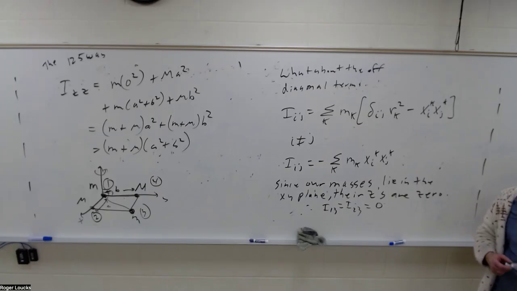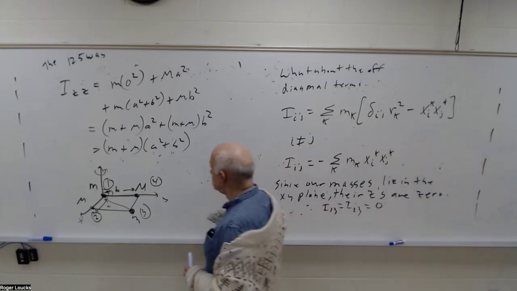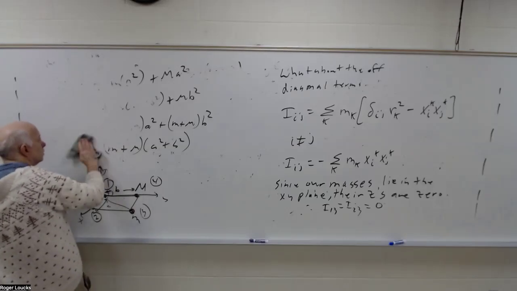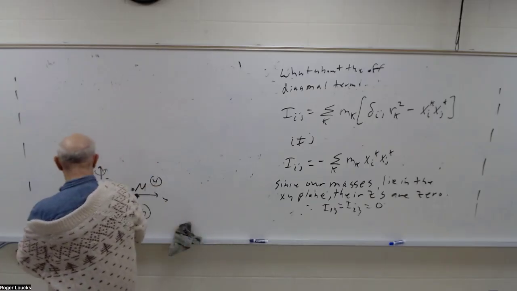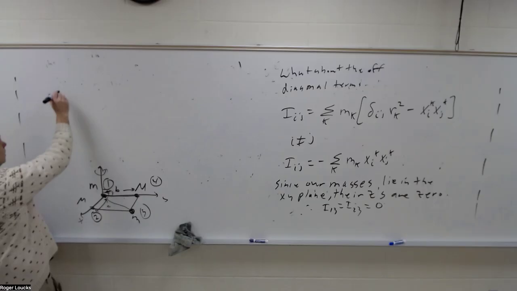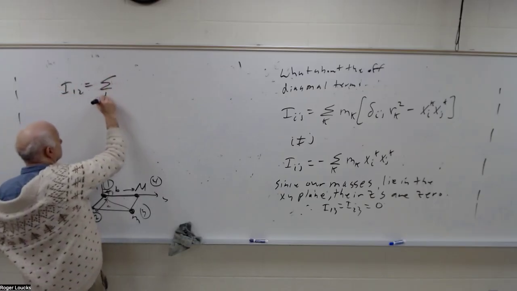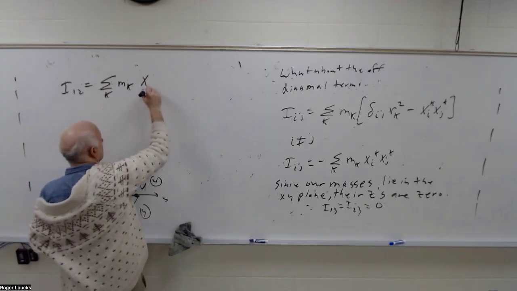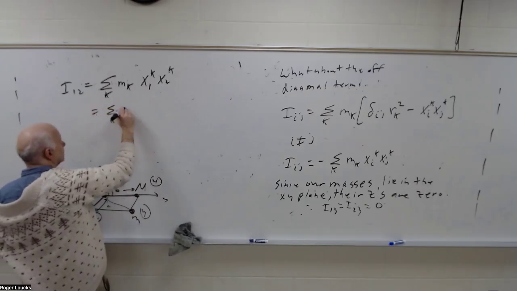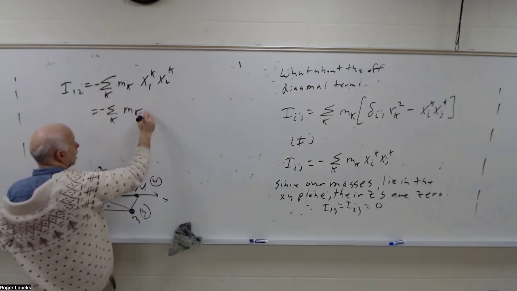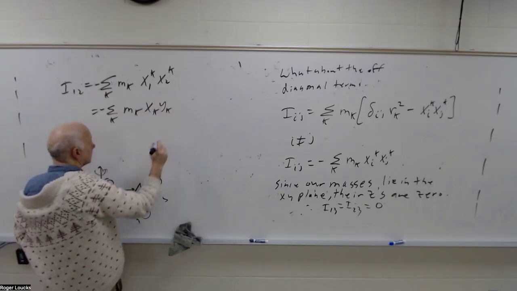Yeah, and which one of those do we have to worry about? You have to worry about both of those? Because we have a symmetric concept. So I always start lower and go higher, so I'm going to do the I12. I12 is going to equal what? The sum on K, MK, there's a minus sign there, XK, YK.